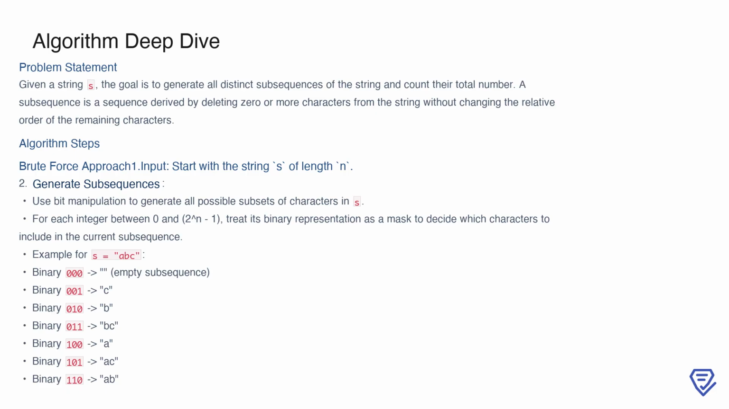To tackle this, a brute force approach involves generating all possible subsequences using bit manipulation. Each integer from 0 to 2 to the power of n minus 1 is treated as a binary mask, where each bit determines whether a character in S is included or excluded. For instance, if the mask is 001, only the last character is included, forming the subsequence C. This process is applied iteratively for all possible masks to generate every subsequence.